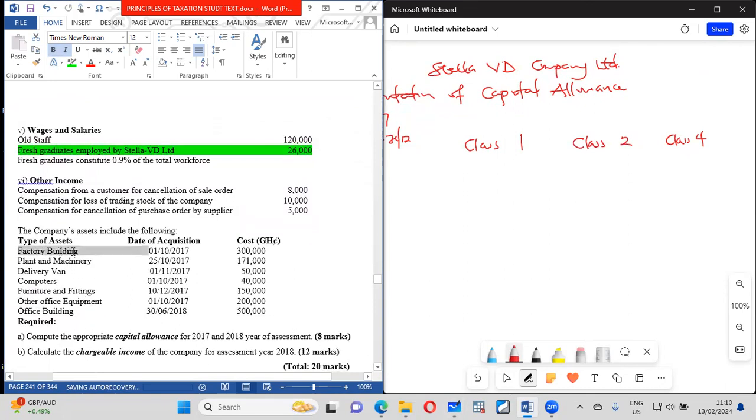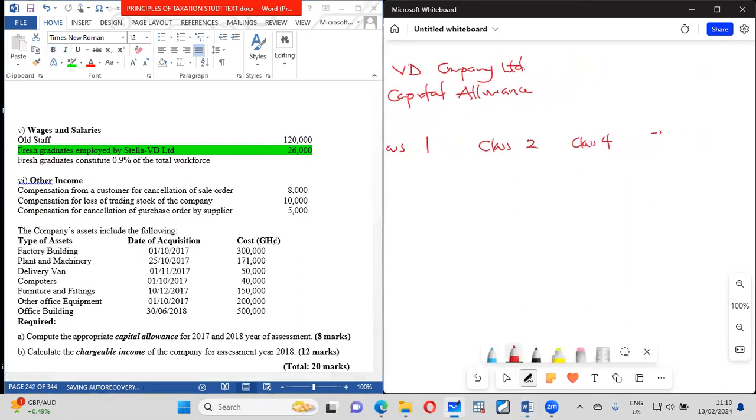Factory building is class 4, so it means that you have to create factory building. Hey, this one is supposed to be class 3. So we have factory building. So class 4, we don't call it, we call it by their name, the asset itself. All right, so that is that.